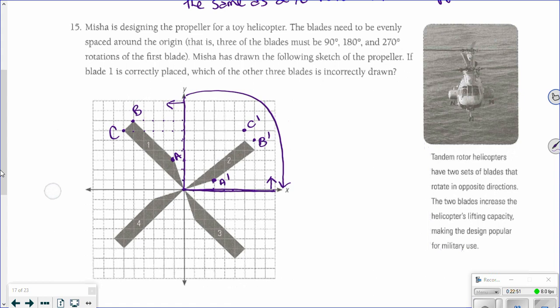Because it just says which of the other 3, we should actually check all of them. The other ones look okay. Blade 2 is definitely drawn incorrectly because the points don't line up.